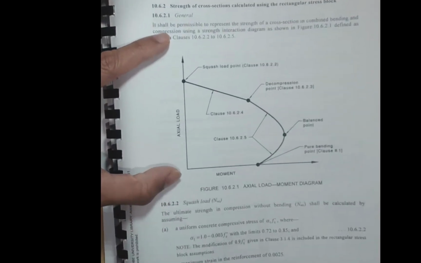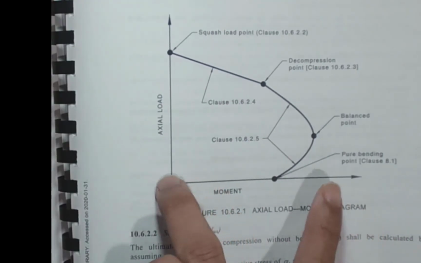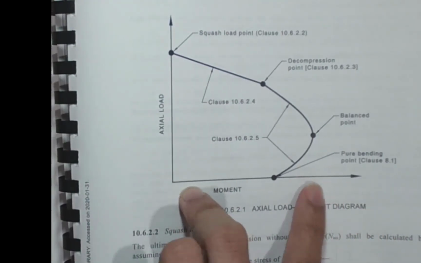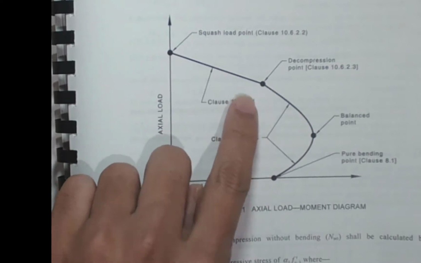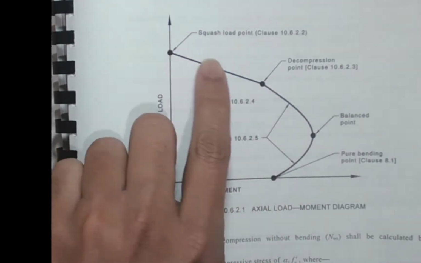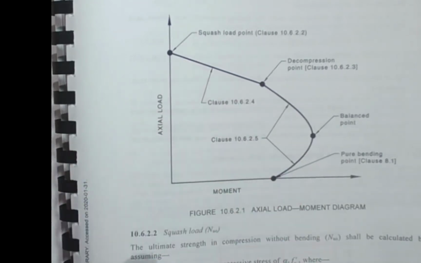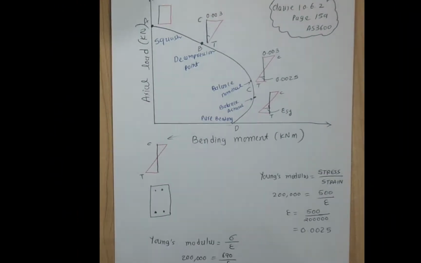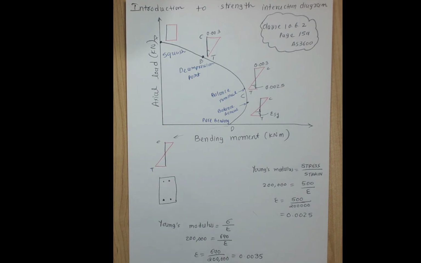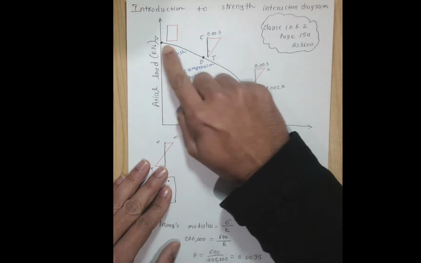on the y-axis you have axial load and on the x-axis you have moment, and it has, let's say, point A, point B, point C and point D. It has various points given in this one, and it has given the clause where you can find those points. In the next video we will take the example to find those points. Now I'd like to explain some of the points here.